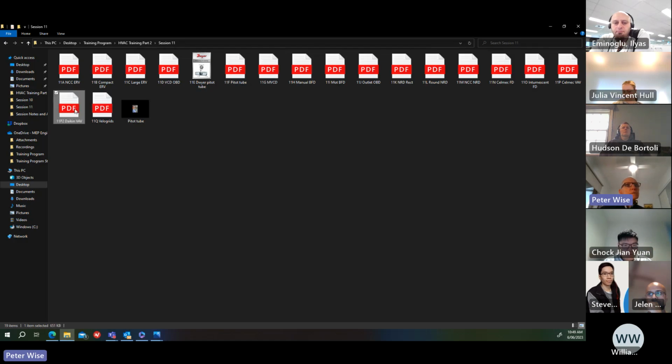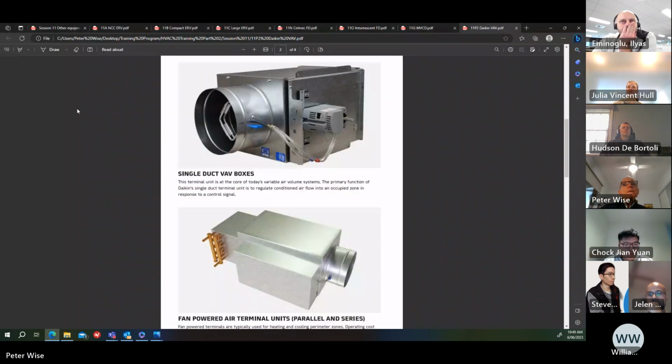Show you a picture. This is a Daikin VAV box. There's a damper inside the box, and there's a motor here which controls the position of the damper. And there's a feed in here from this is a VeloGrid, which I'm going to talk about in a minute. So I'll come to that shortly.